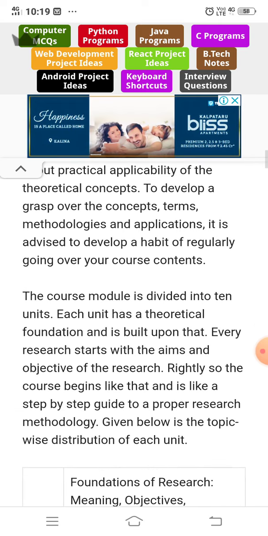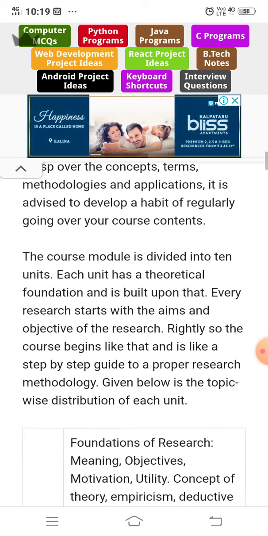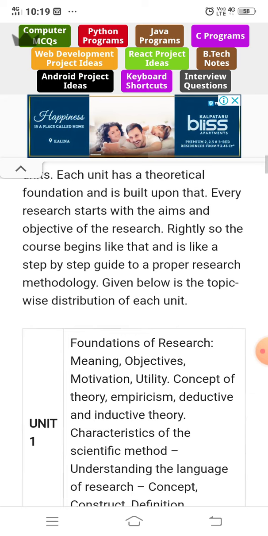The course module is divided into 10 units. Each unit has a theoretical foundation and is built upon that. Every research starts with the aims and objectives of the research, so the course begins like that and is like a step-by-step guide to a proper research methodology. Given below is the topic-wise distribution of each unit.